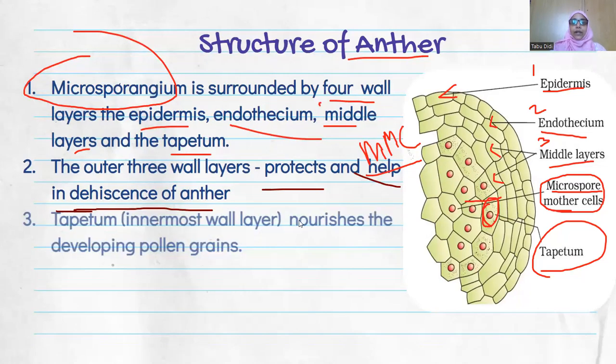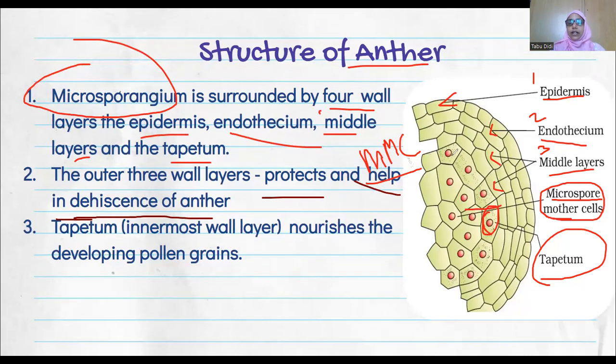Then the tapetum, which is the innermost layer, you can see after the middle layer, this layer is the tapetum layer. The tapetum will help in the nourishment of the developing pollen grains. So the parent cell, when it undergoes mitotic cell division, forms daughter cells. For all this, nourishment and nutrients are required. That will be provided by the tapetum.